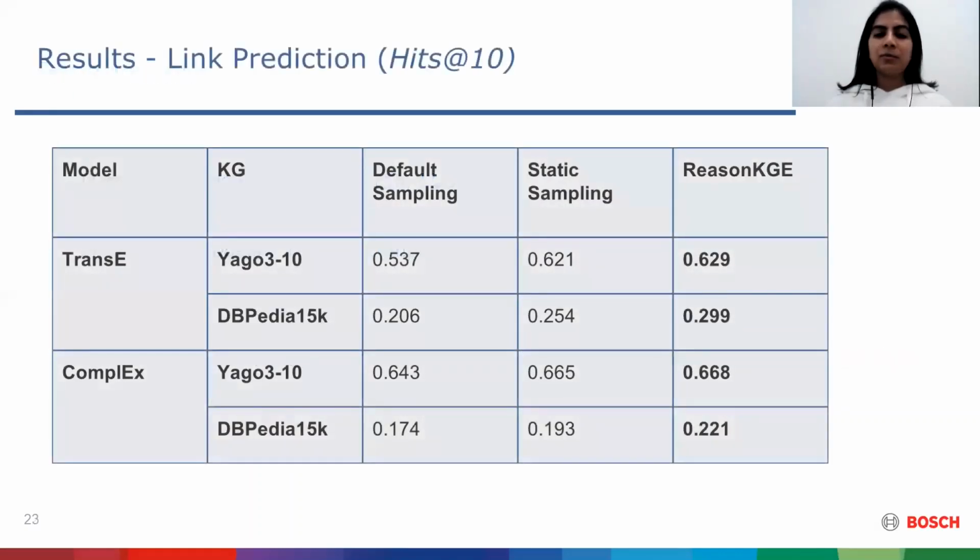For the link prediction performance, we show here a subset of the results in terms of the Hits at 10 metric. We can see that for both the embedding models as well as the knowledge graph datasets, Yago 310 and DBpedia, Reason KGE is able to outperform the default sampling as well as the static sampling technique. We see that the performance is especially better for the DBpedia dataset here.